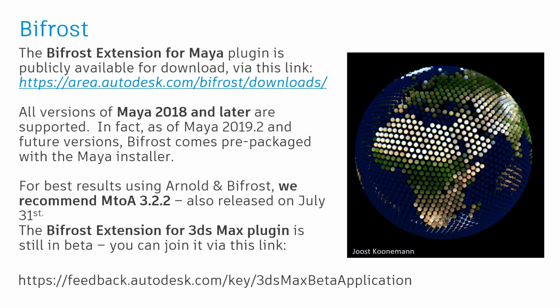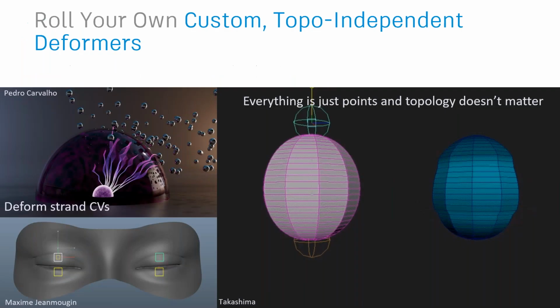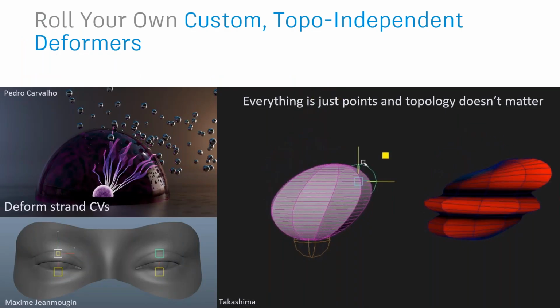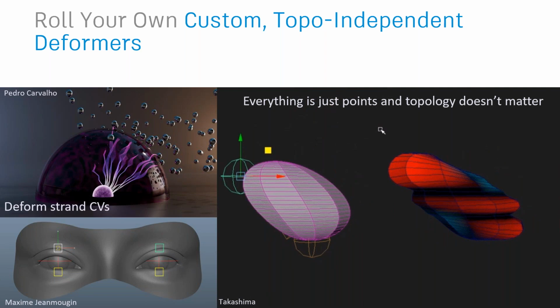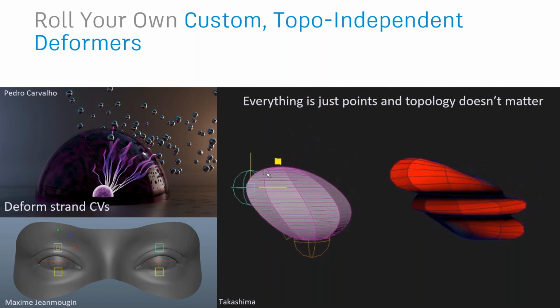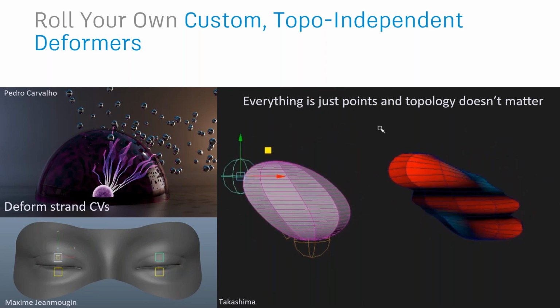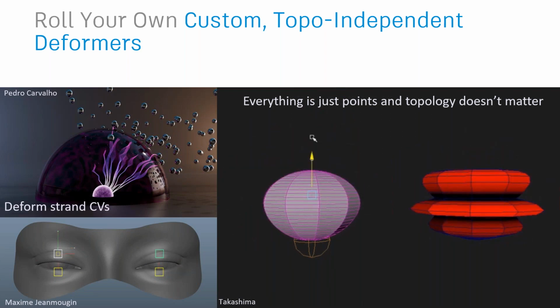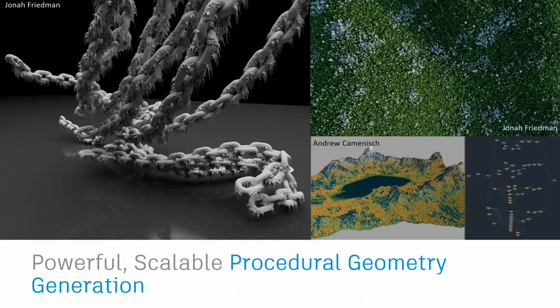What is Bifrost? Basically everything is points and topology doesn't really matter, so you can work very easily with any kind of mesh data information you want. Deform, strand, CVs, everything. And it is powerful, scalable, procedural geometry generation, which means everything is in front of you. It's not behind the hood, it's in front of you. It's node based, and you can just change the order and you're ready to go.